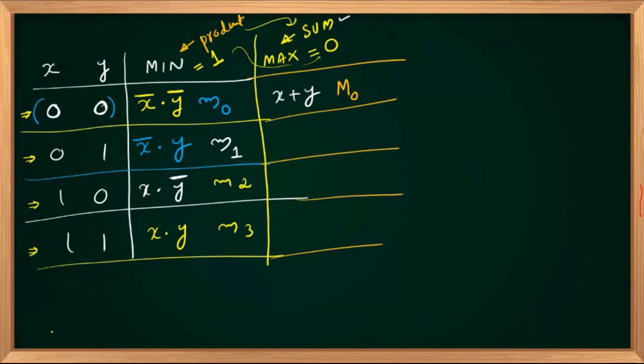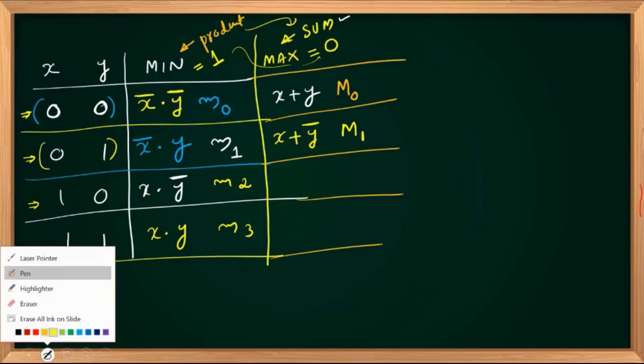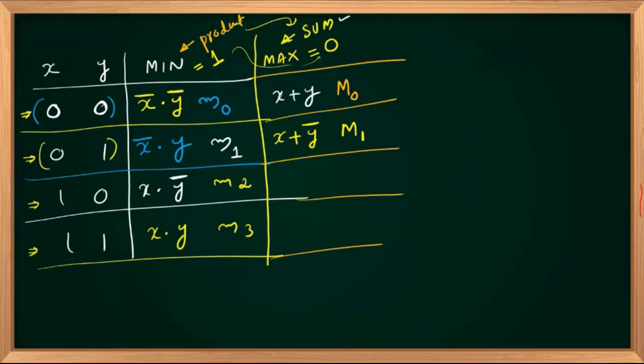Look at the second case, x equal to 0, y equal to 1. I should express a sum term that returns 0. So x equal to 0, and 0 OR y where y is 1, so I should write y complement. That constitutes the second max term, capital M1, because the decimal equivalent is 1. Look at the third combination, 1, 0. The sum should return 0, so I write x complement, since x equals 1, plus y itself. The decimal equivalent of 1, 0 is 2, so that is M2.